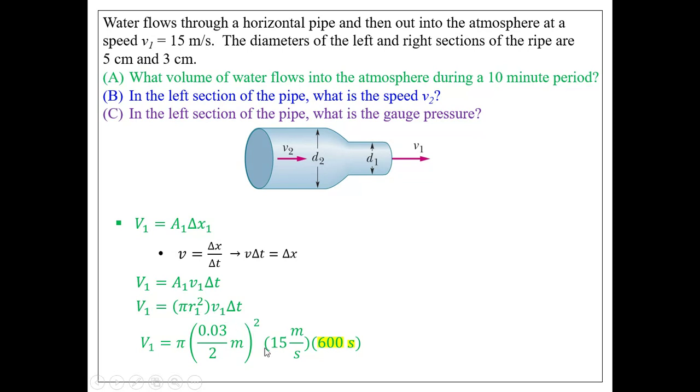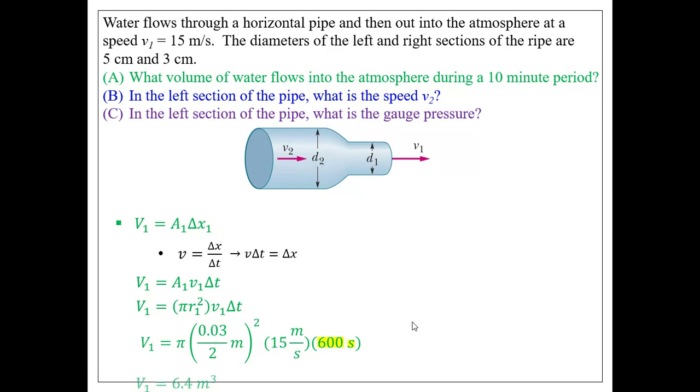V1, the exit speed, according to the problem, is 15 meters per second, which is faster here. And you notice for delta t, I didn't plug in 10. Well, 10 is 10 minutes, but 10 minutes is 600 seconds, because for every minute there are 60 seconds. So if there are 10 minutes, there are 600 seconds. I highlighted that in yellow there. Please don't plug in 10, because otherwise you'll be goofing.